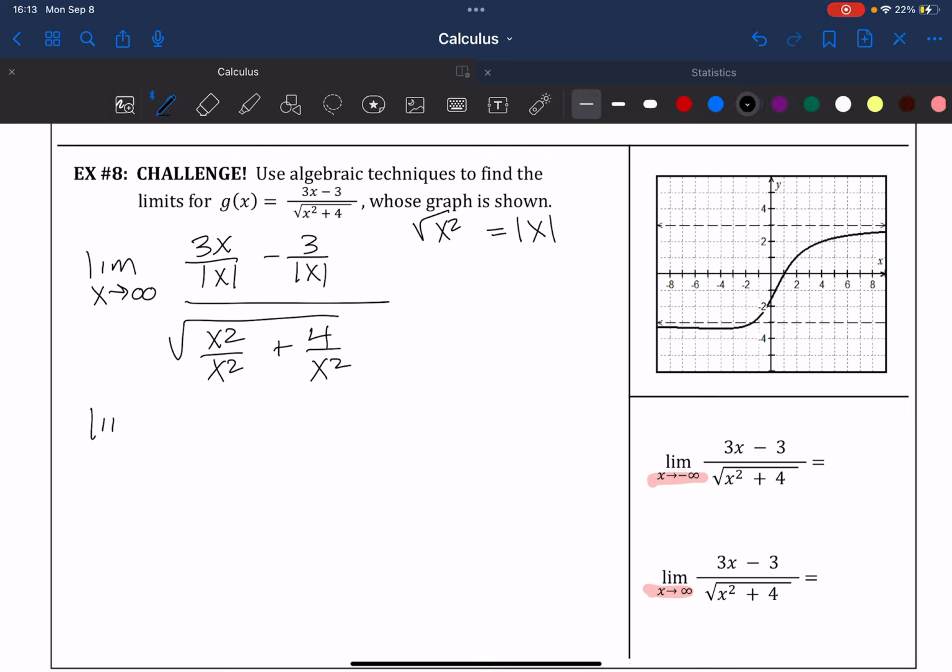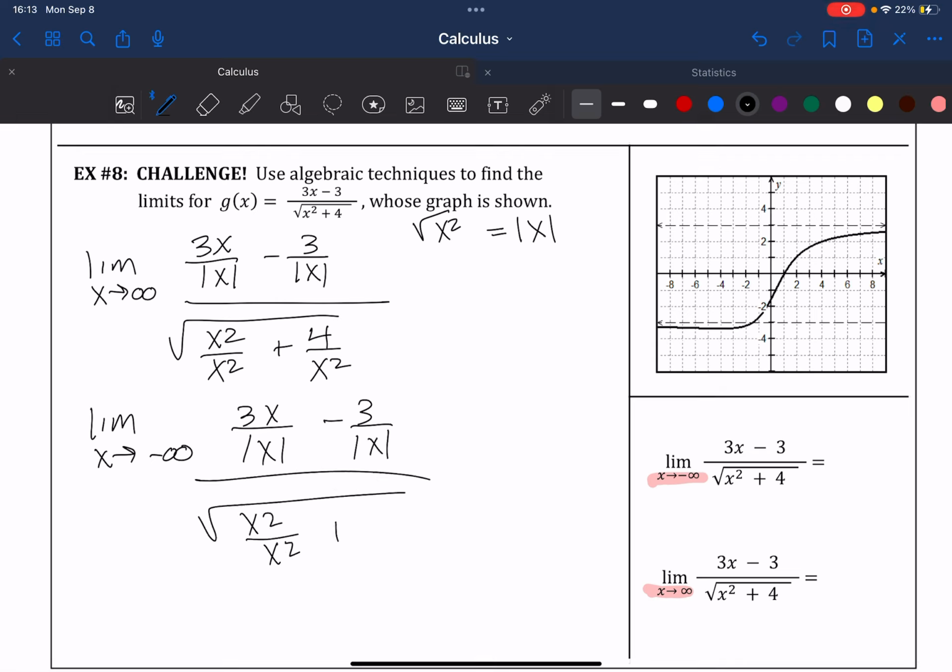And then the same thing for the limit as x approaches negative infinity. The only thing that's going to change is that absolute value of x, depending on if we are approaching positive or negative infinity. Okay, so for the positive one, these are actually going to be positive values. So we could just rewrite this as x, which means this is equal to, because the x's will cancel, 3 minus 3 over x divided by the square root of 1 plus 4 over x squared.